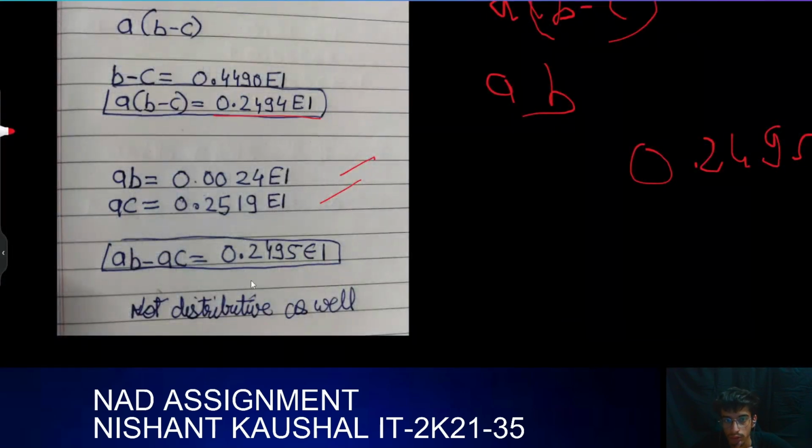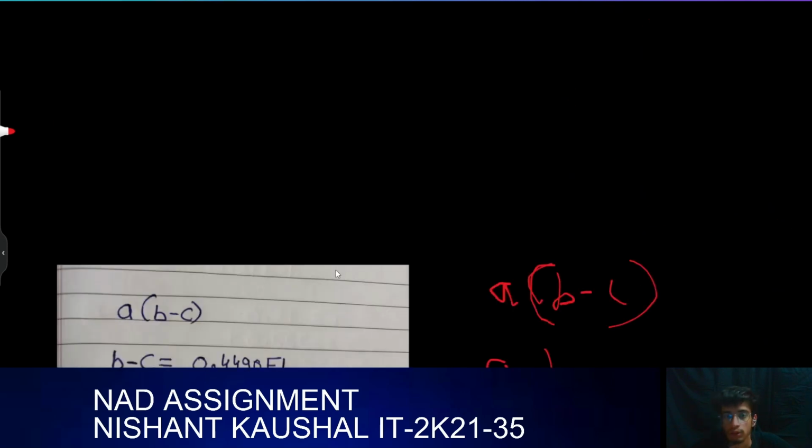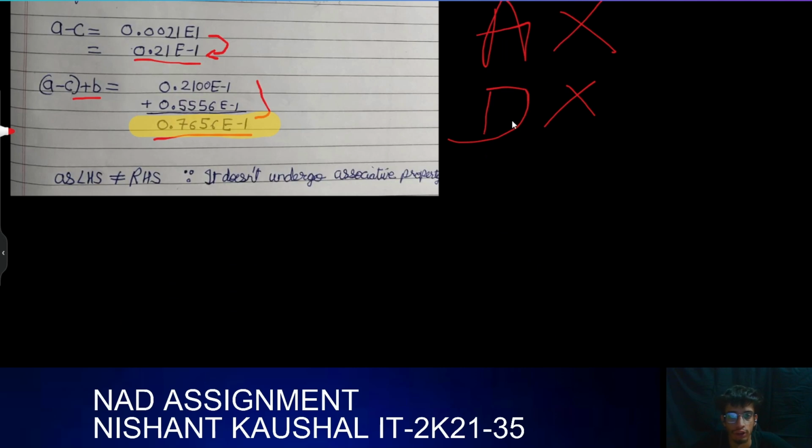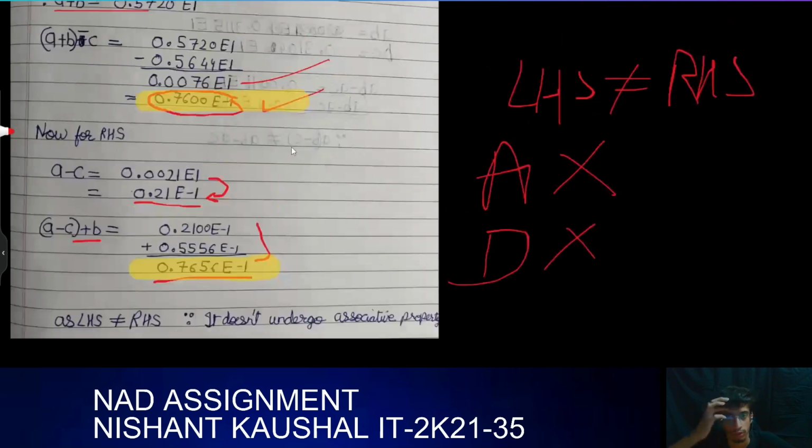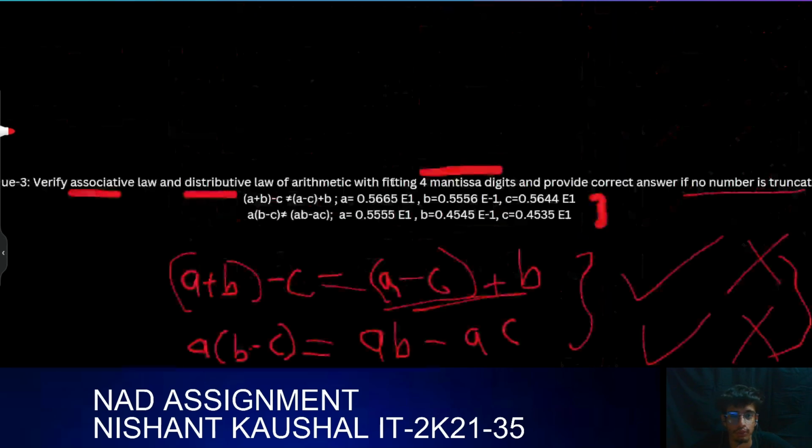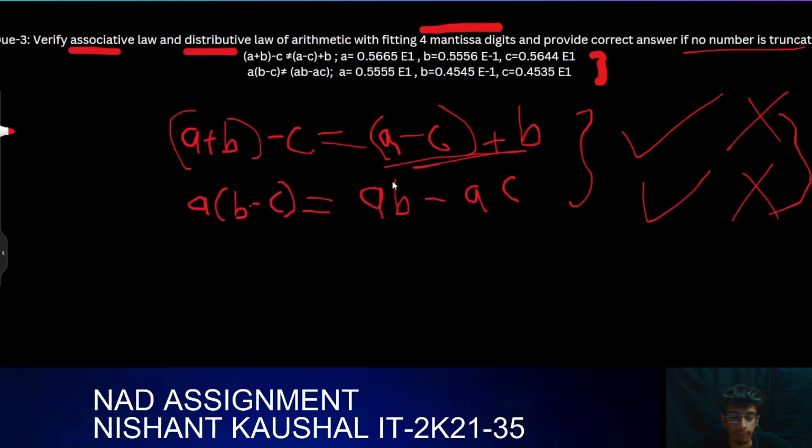Okay, so it is not distributive as well. So it is not associative, not distributive, so we don't have to find truncated as well. So this was our question number 3.